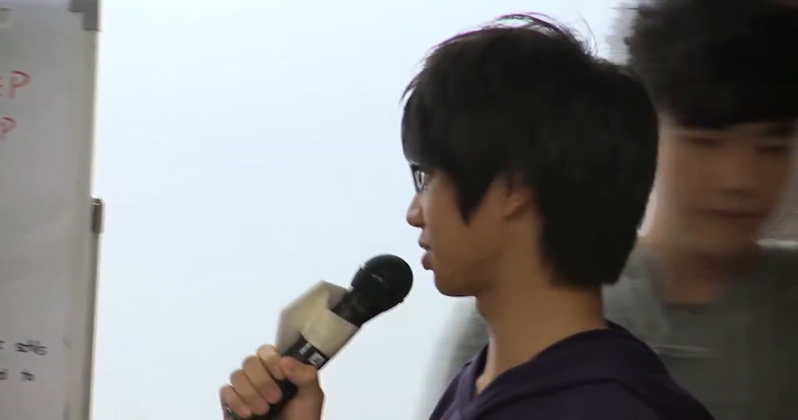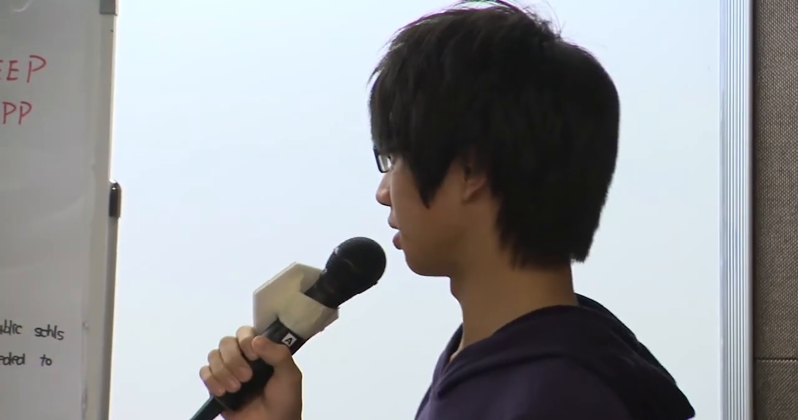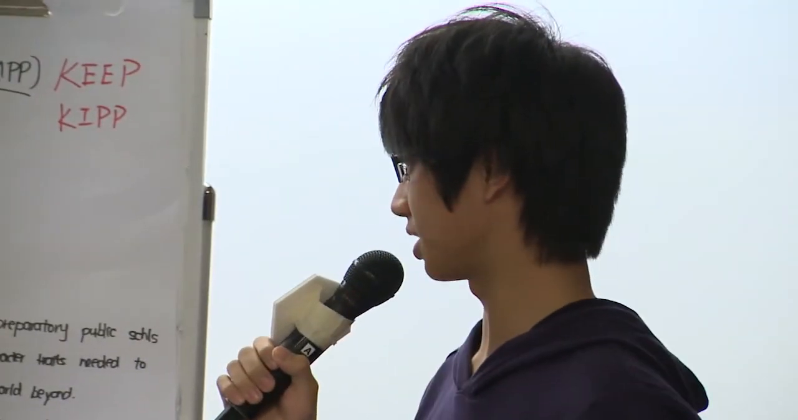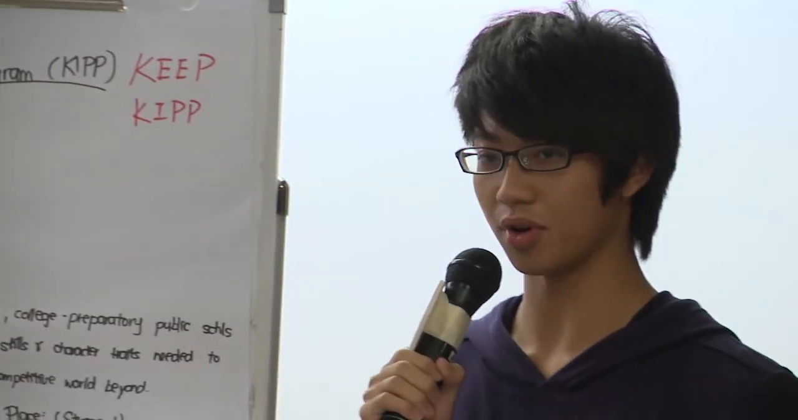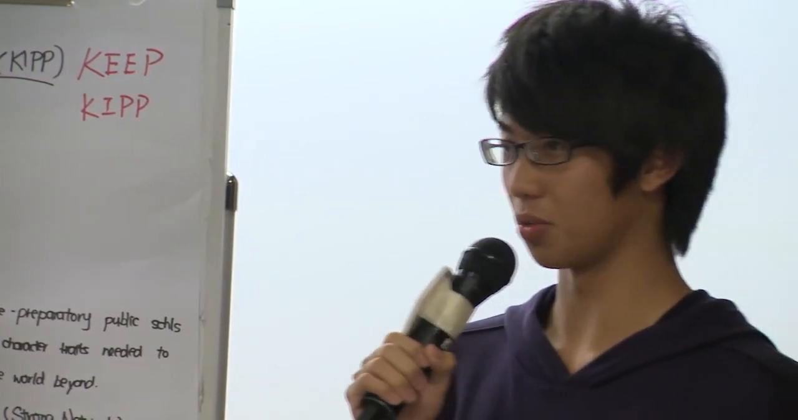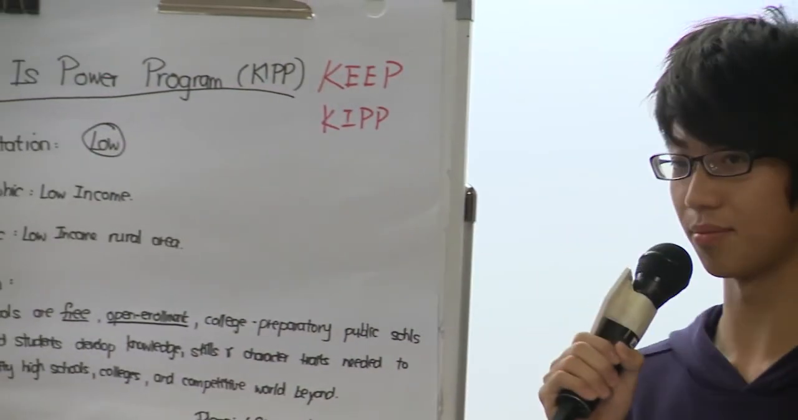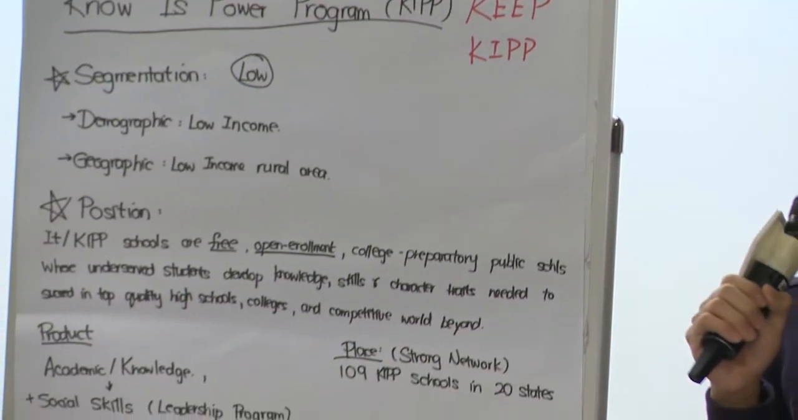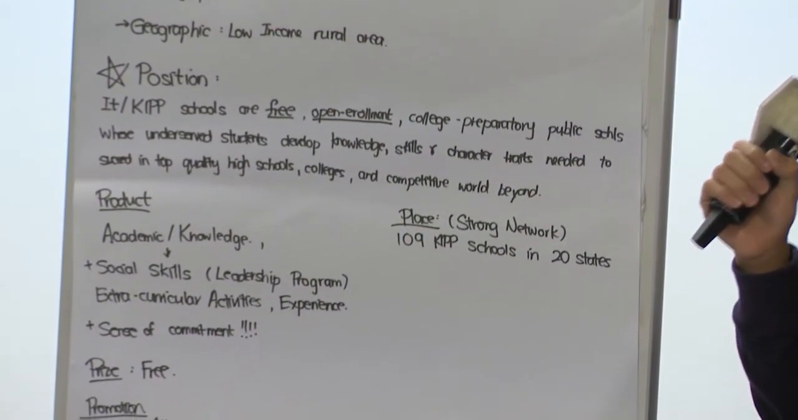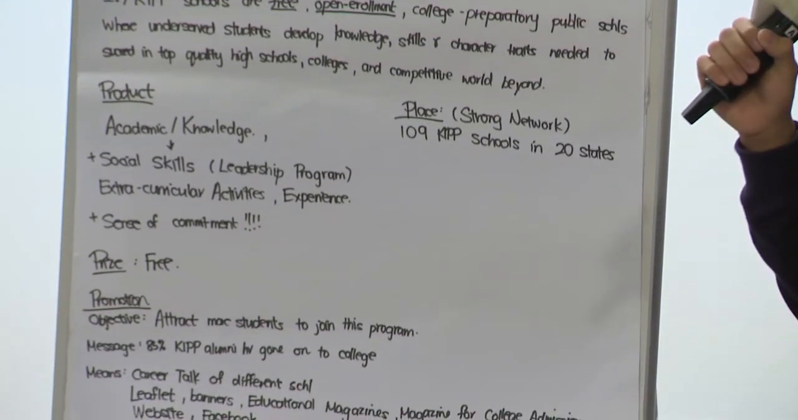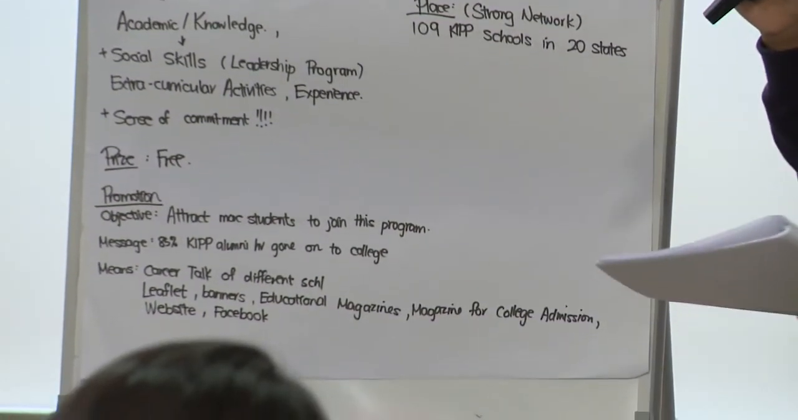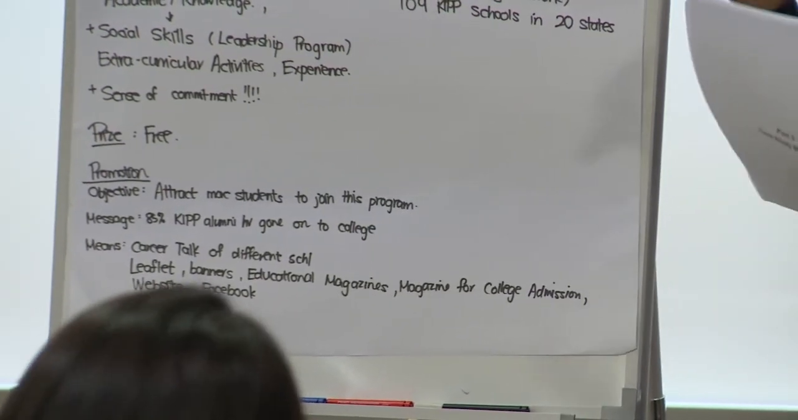Thank you, Michael. Now I'll talk about positioning. Positioning is a kind of perception held by the target population. What KIPP tries to position is that it is a free program so that everybody can join, and it is open enrollment. Whether you're black or white, you can join this program. And it is a kind of public school that can develop your knowledge and your leadership skills, so that it will benefit your career and your college life. This is the positioning of KIPP. Now I'll pass it to Michael to talk about the product.